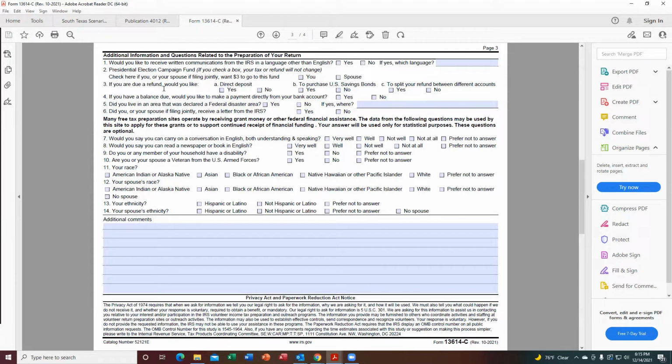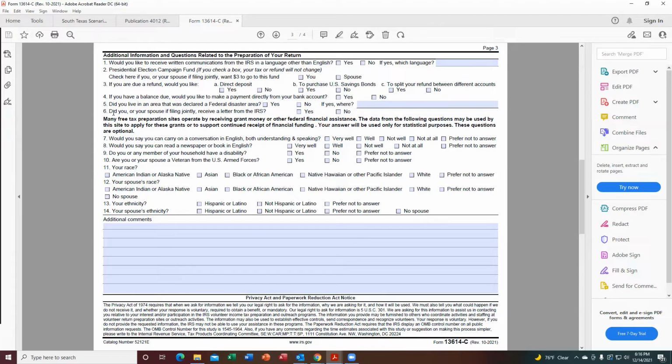If they are getting a refund, how do they like the refund? Direct deposit? Would they like to purchase US savings bonds? Do they want to split their refund into multiple accounts? If they have a balance, what is it they want to do? Again, the question number 5, if they lived in a declared disaster area.